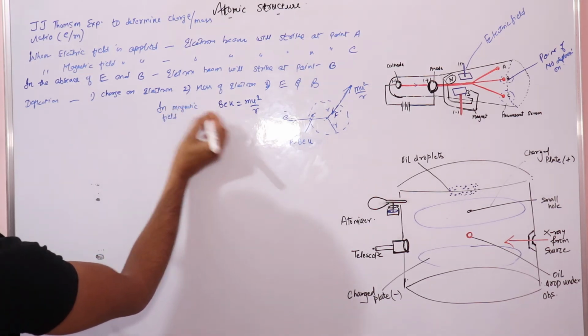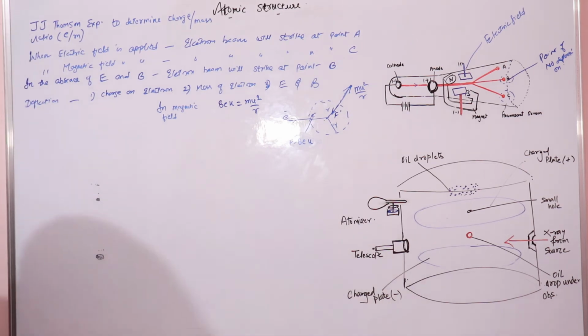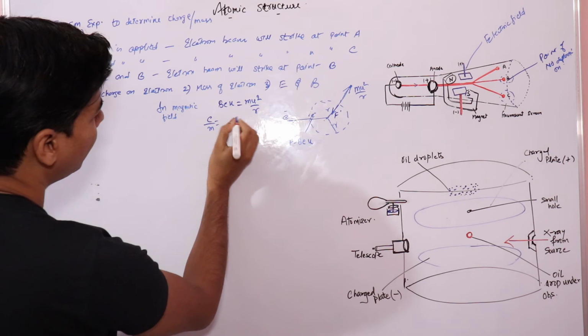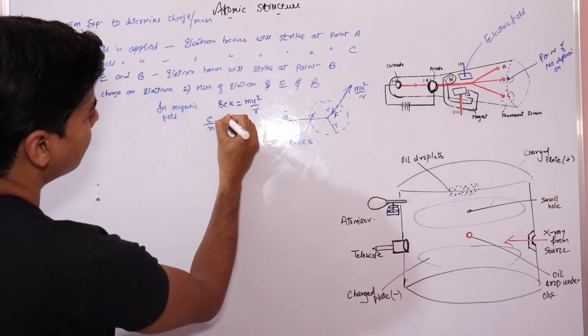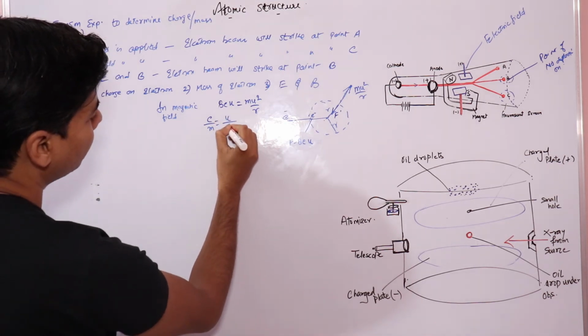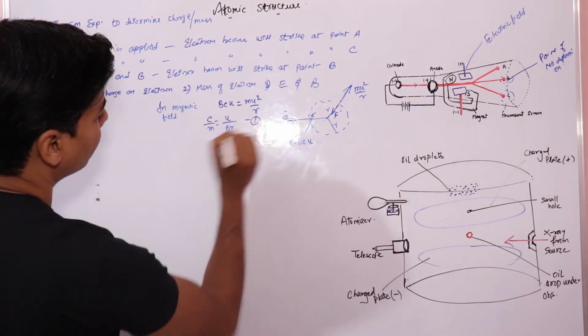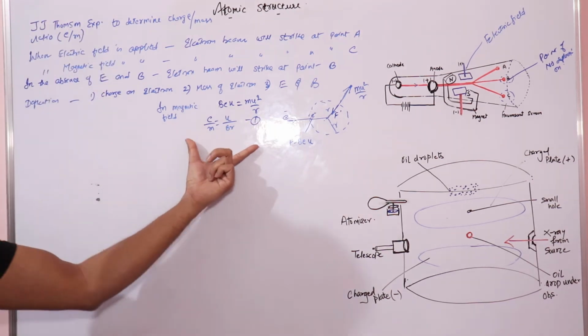In magnetic field, so e upon m, if you write it, e upon m would be u upon Br. This is u upon Br. This is equation 1. Now this is due to magnetic field.